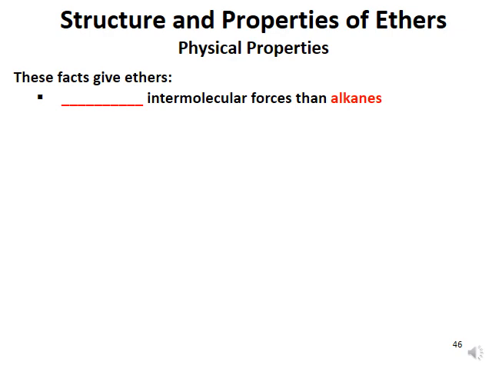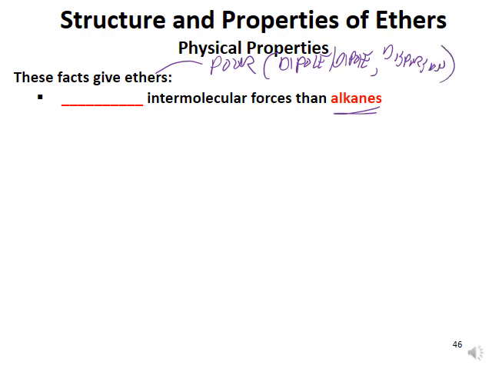So because it's polar, which means dipole-dipole, as well as dispersion. Right? Notice how I'm doing this. I'm looking at the molecule. I'm deciding what its shape is and whether it's polar or not. Then that allows me to figure out what the intermolecular forces are. And that allows me to then look at properties like boiling point and melting point.